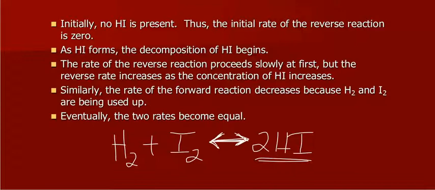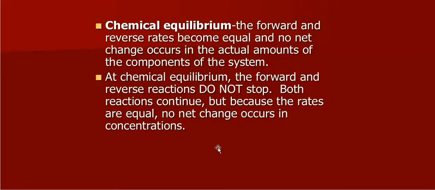And we are in a state of chemical equilibrium, which is where the forward and reverse rates are equal and no net change occurs in the amounts of the reactants and products. At chemical equilibrium, the forward and reverse reactions do not stop. We are still producing product, we are still producing reactant. But because the rates are equal, no net change occurs in the concentrations of reactants and products.